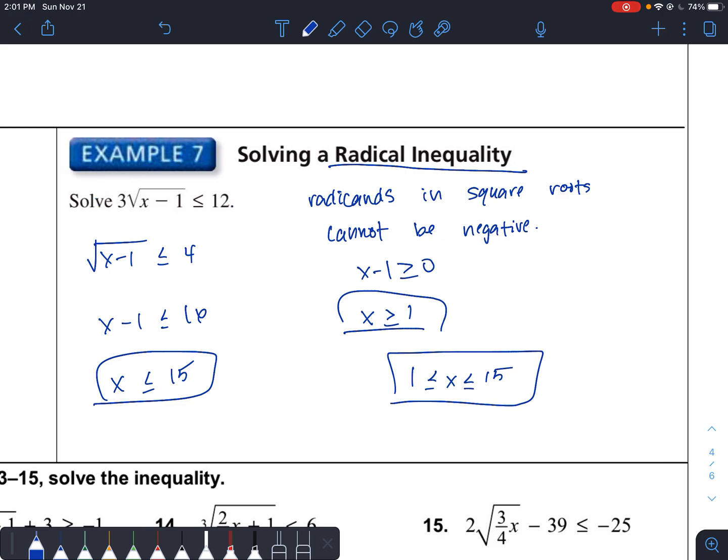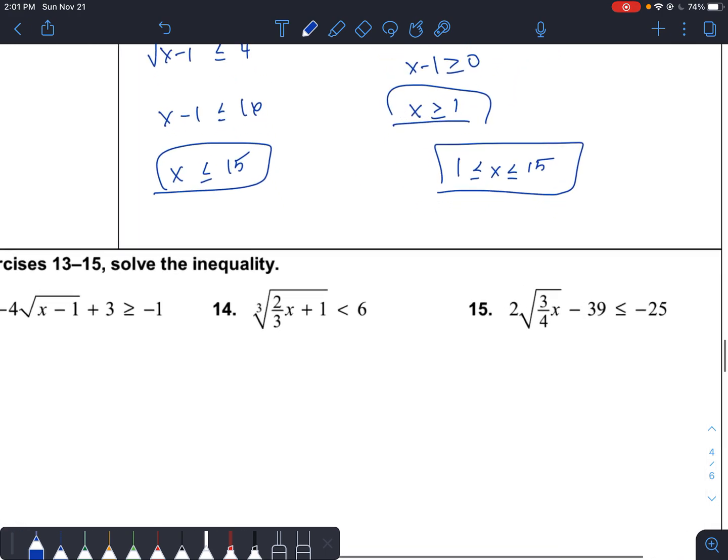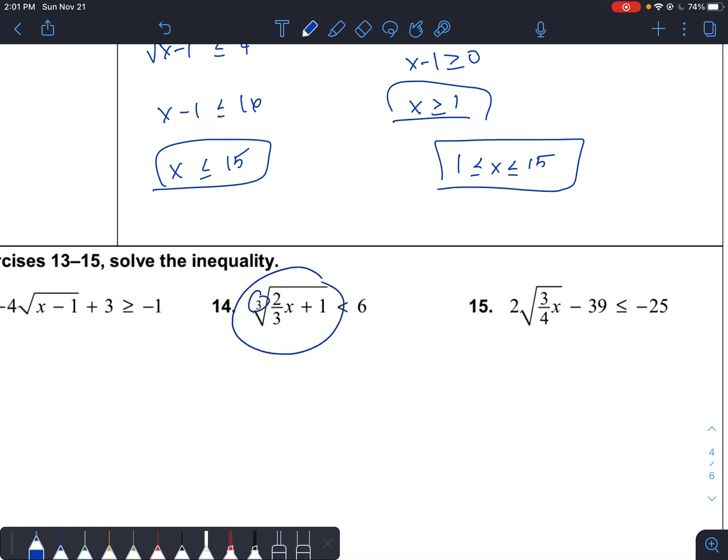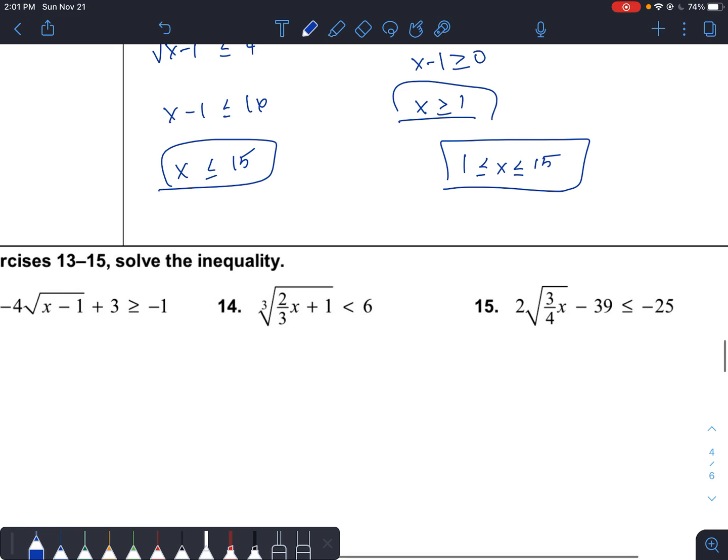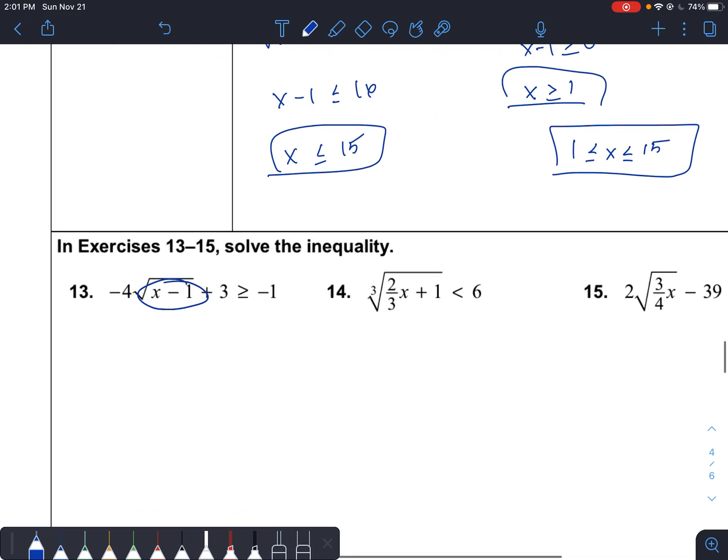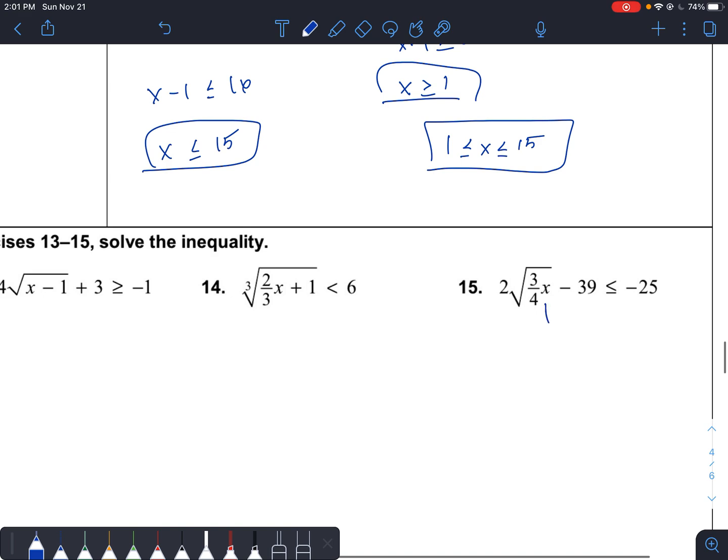Okay, so that should pretty much be it. Note that you don't have to do that for cube roots, only square roots. So here you have to make sure that after you solve the inequality, this right here fits with your inequality, and same with right here.